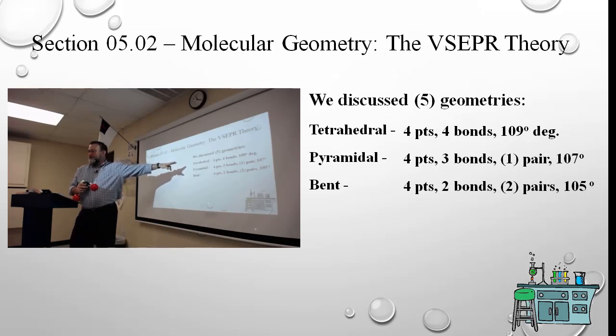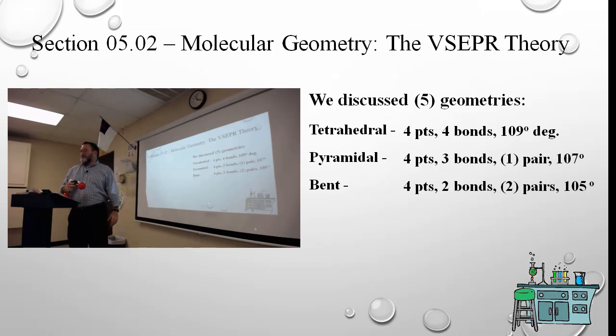Column 4A, right? Column 4A, have 4, need 4. Would love to have 4 shared electrons to complete their octet. So these are going to tend to be column 4A elements. So what do you think pyramidals are going to tend to be? They only need 3 because they've got 5, right? So they tend to be, if you have a column 5A element, it's probably going to be a pyramidal. And guess what bents look like?